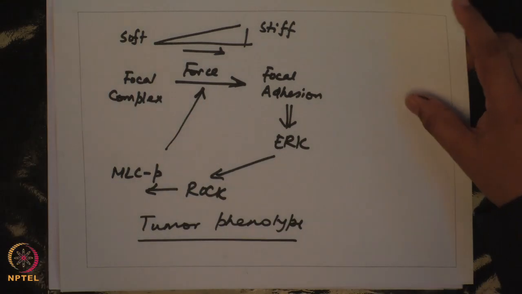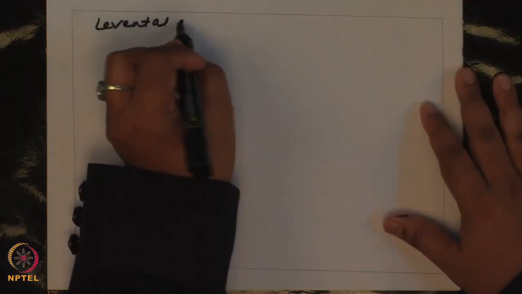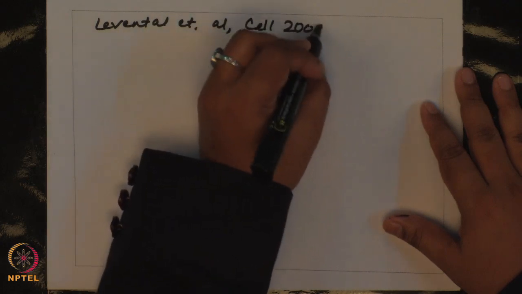So, this was the first demonstration in vitro that increase in stiffness can induce cancer invasion. The authors did not stop here, they extended it to in vivo and asked whether they can observe similar observations in vivo using a mouse model. So, this is the paper that I am going to talk about. This was published in Cell in 2009.